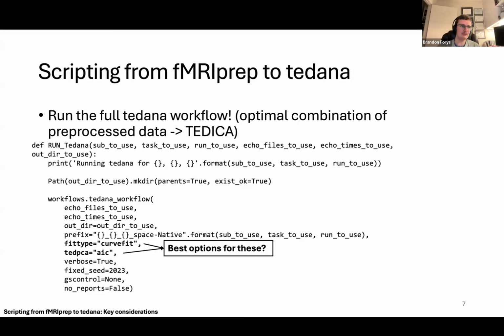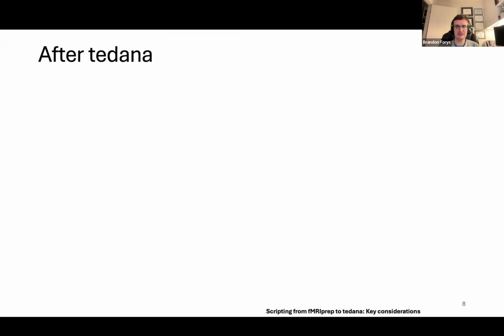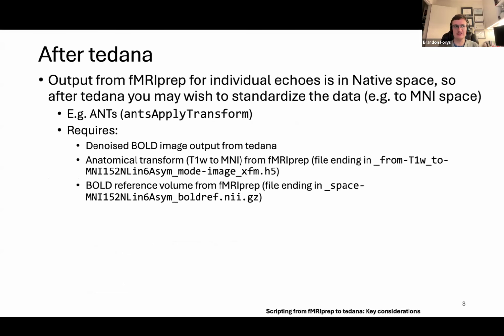And so far, we haven't been doing the global signal regression at this point, so we've got GS control as none. And then afterwards, I have been warping things to standard space using ANTs, although I've also been trying FSL with FNIRT and FLIRT, and I've had relatively good results with both.